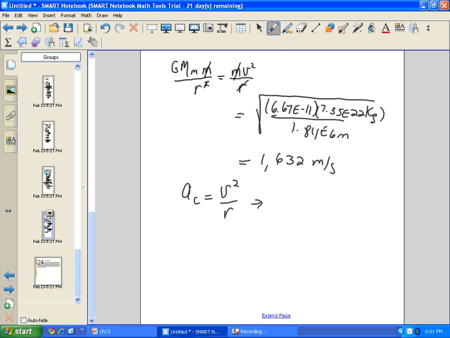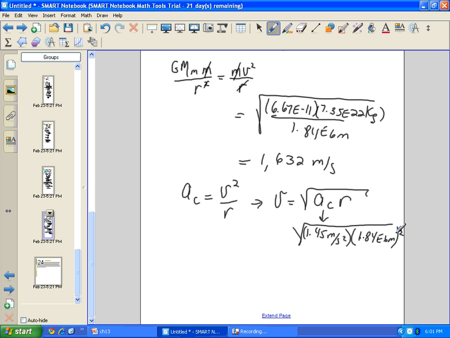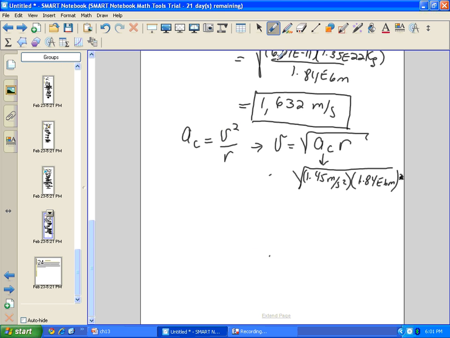Question: what if we would have used the fact that a sub c equals v squared over r, and we would have solved for v as the square root of a sub c times r, using 1.45 for a sub c and using 1.84 e to the 6 meters for r, not squared, sorry, for r, and the square root. Would we have gotten the same number? Check it out. The answer should be yes, because of course the expression that we got earlier was derived from that.